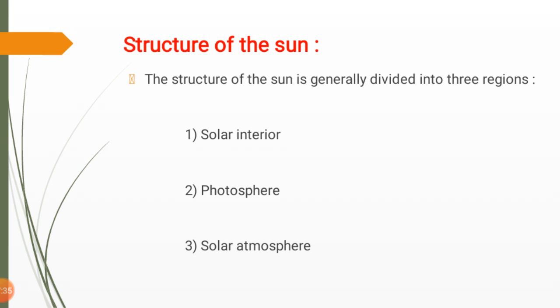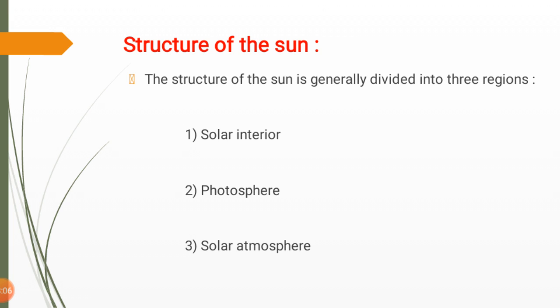The solar interior also includes the convective zone, which is one of the layers of the sun. The second is the photosphere, the outer layer of the convective zone, present outside the convective zone. The third part is the solar atmosphere, which consists of two parts: first the chromosphere and second the corona. The corona is the last or end part of the sun.